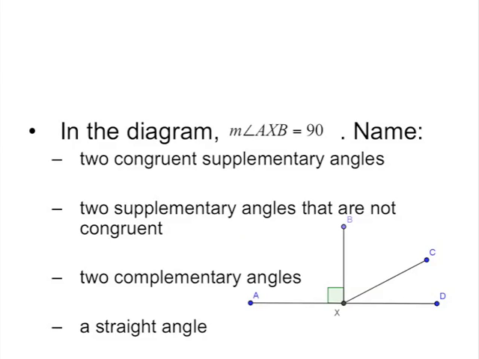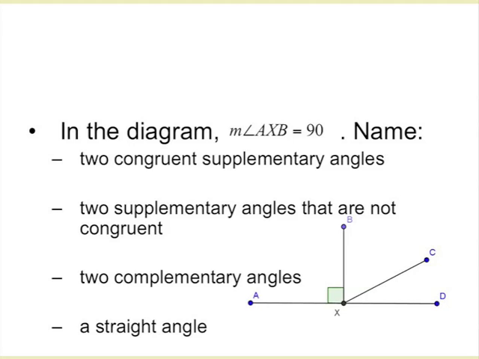We are given in this diagram that AXB is 90. It also has a little box drawn into it. So if you see a box in a picture, you can know that's 90 degrees. Otherwise, we don't assume and trust our eyes. We want to, in this picture, find two congruent supplementary angles. What does supplementary mean? Add up to 180. What does congruent mean? Equal. So if they are the same size and they add up to 180, how big are they? 90. So I'm looking for two 90-degree angles in this picture.